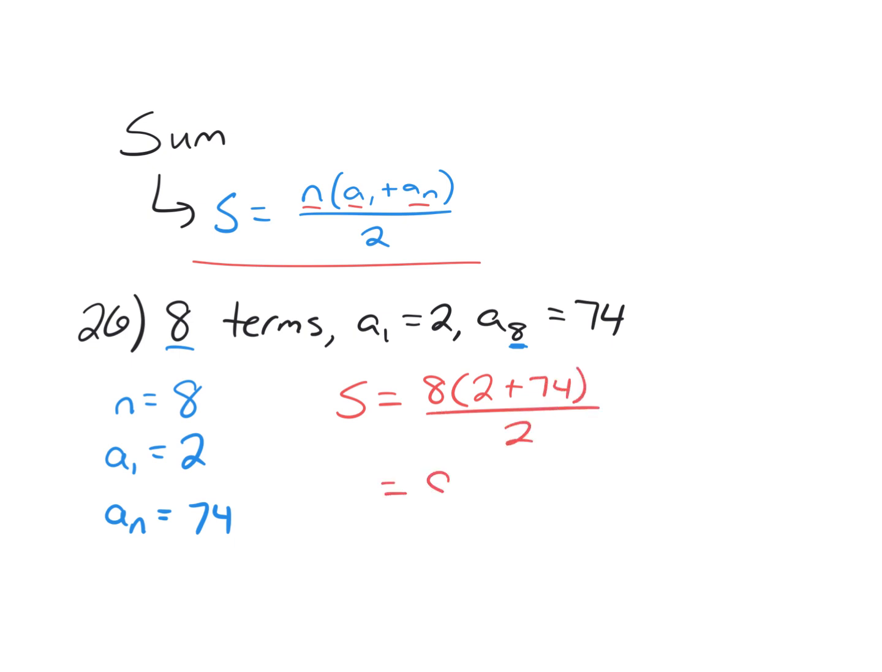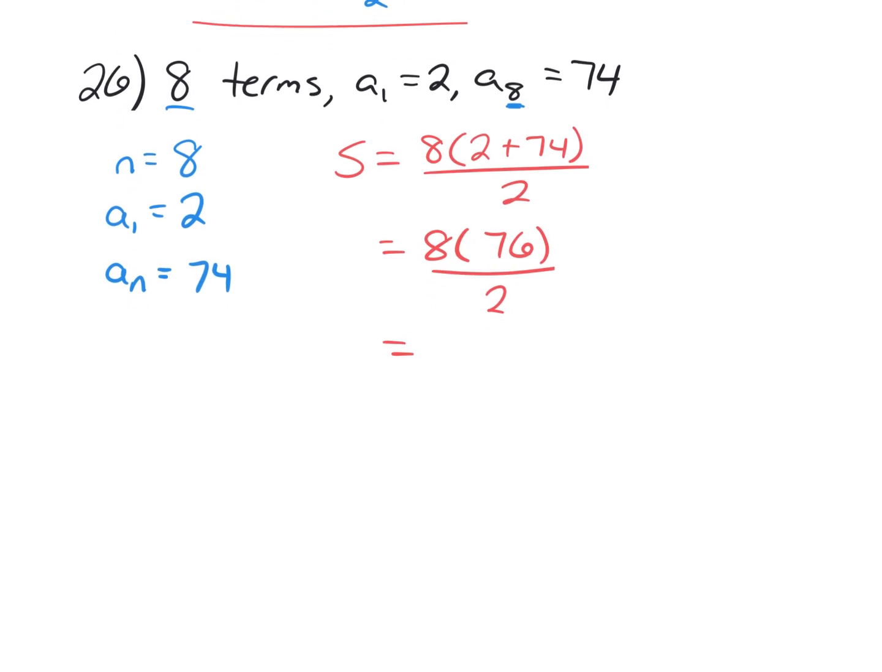What needs to happen first? Parentheses. Yep, so we get 76. Next we multiply by 8. Yep, so we have 608, and then we divide by 2 to get 304. So that is our sum of that particular sequence they were talking about.